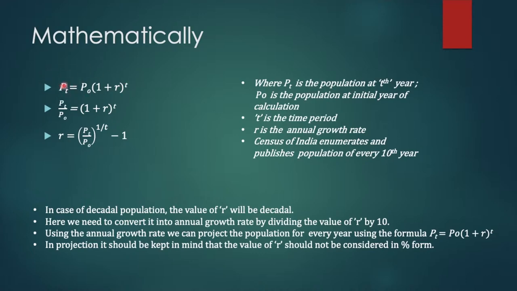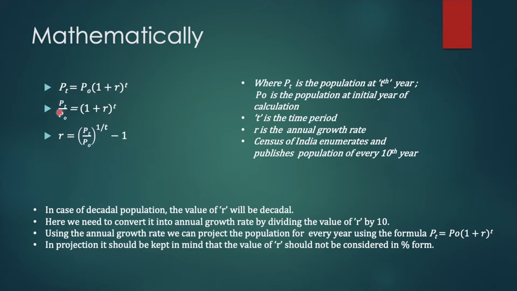In case of commerce, here you used to consider A, the amount, and here is the principal amount. R is the interest rate and T is the time interval. But in case of population, we consider this formula Pt equal to P naught (1 + R)^T, where Pt is the population at the Tth year, P naught is the population at the initial year of calculation, meaning from which year you want to calculate, which year you consider as base year to project the future population.